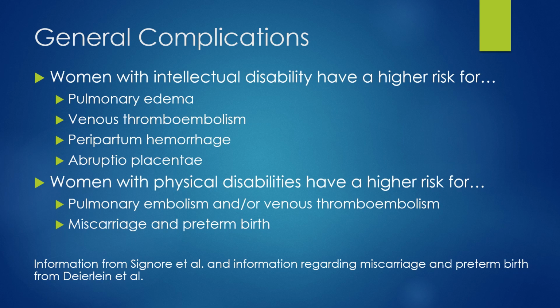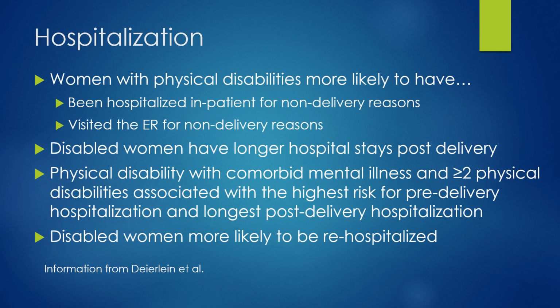Women with 2 or more physical disabilities or a physical disability with a comorbid mental illness were at an even higher risk for preterm birth compared to their non-disabled counterparts. Disabled women are more likely to be hospitalized for non-delivery reasons during pregnancy and stay in the hospital much longer after delivery.